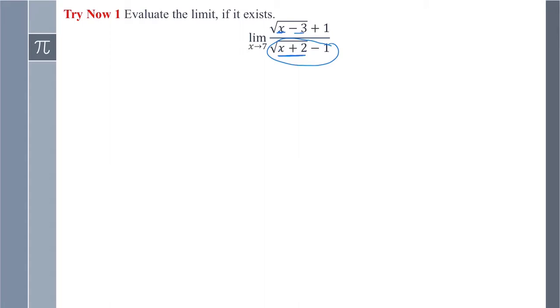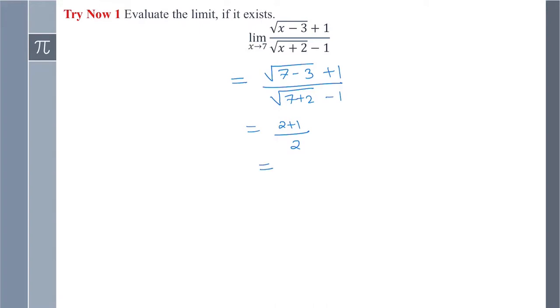That means I can do a direct substitution here. So let's go ahead and do that. When we do the direct substitution, that becomes square root of 7 minus 3 plus 1 divided by square root of 7 plus 2 minus 1. 7 minus 3 is 4, square root of 4 is 2, so you get 2 plus 1 divided by square root of 9 is 3 minus 1 is 2. And then that gives us 3 over 2.